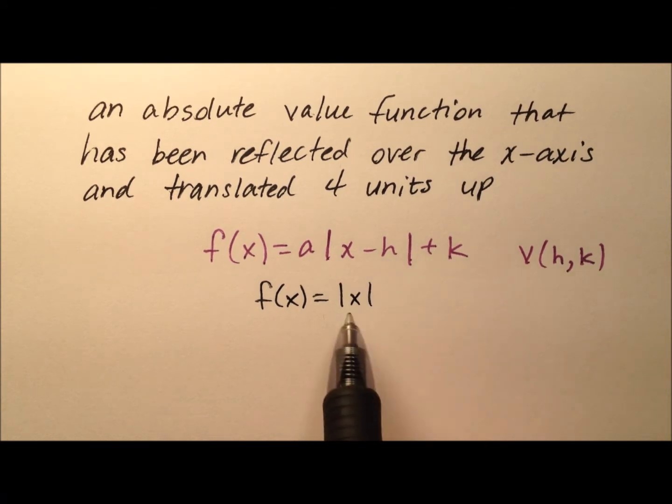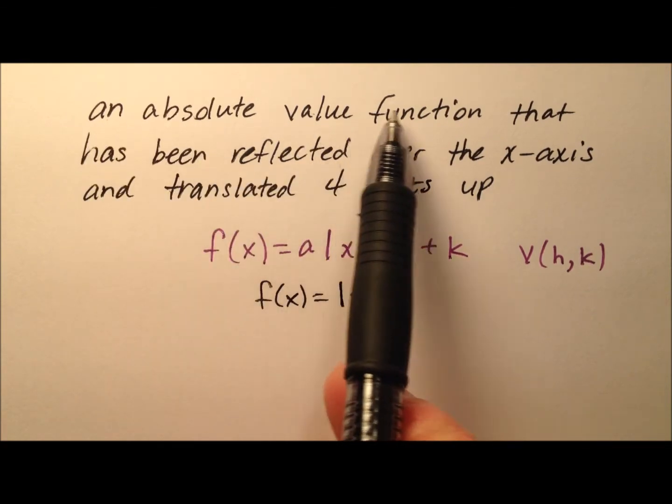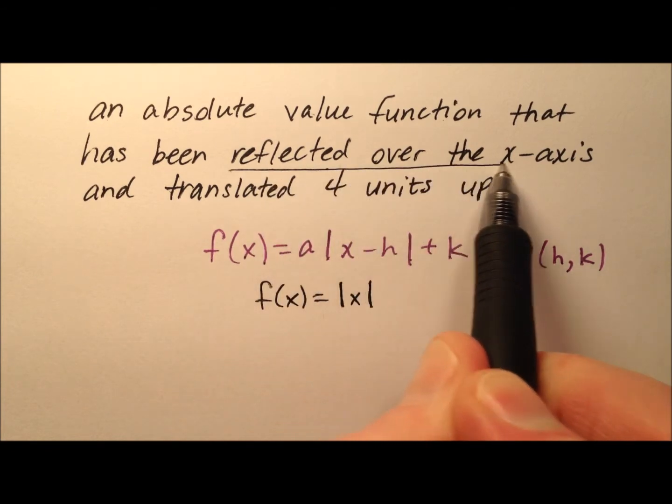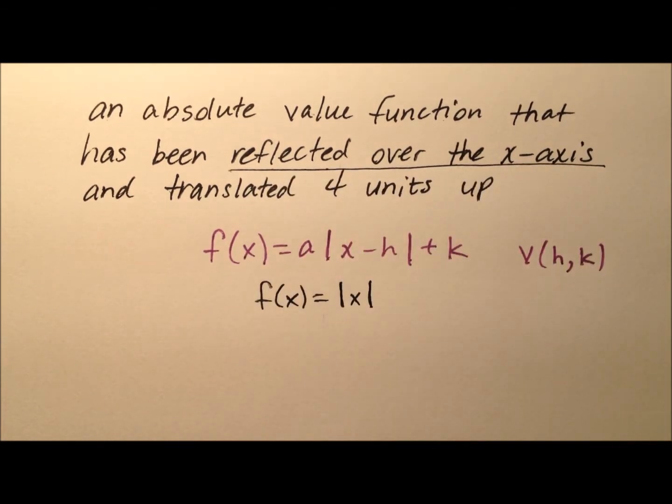Okay, so remember this is a V-shaped graph. The vertex is going to be at the origin, and our slopes are -1 and 1 extending upward from this vertex. Okay, so an absolute value function that has been reflected over the x-axis. So here's the first one, reflected over the x-axis.